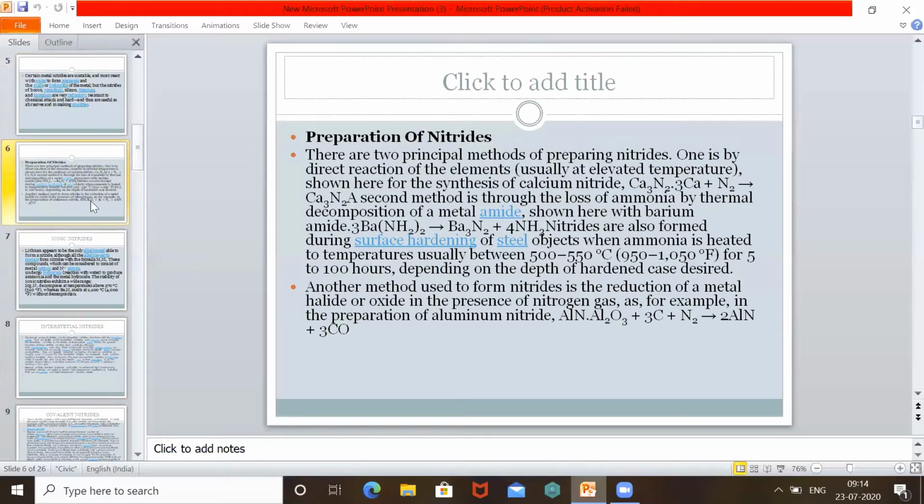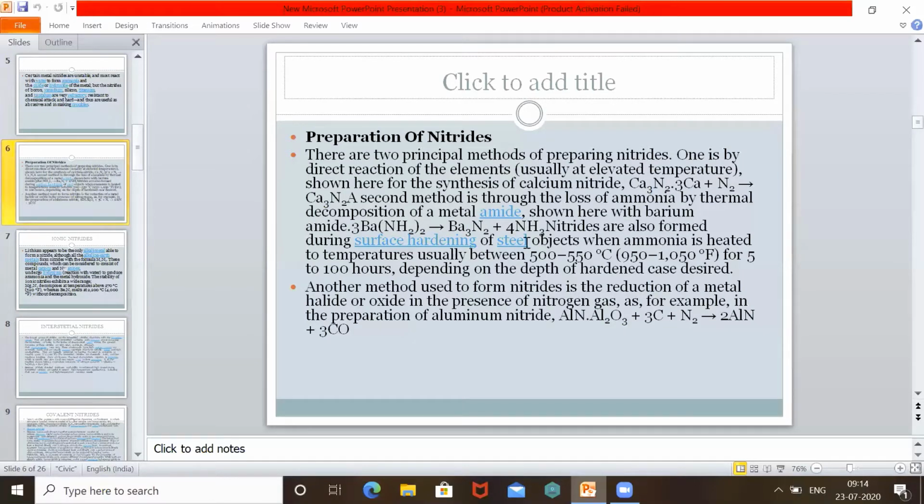How nitrides are prepared, let us see. There are many methods of preparation of nitrides. One is by direct reaction of the elements, usually calcium and nitrogen, they are directly reacting, or through their compounds. You see here calcium nitride. In this reaction, barium amide, when it is heated, we get barium nitride.